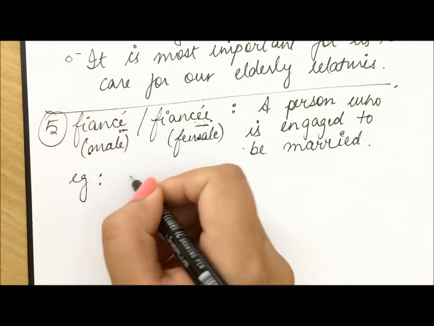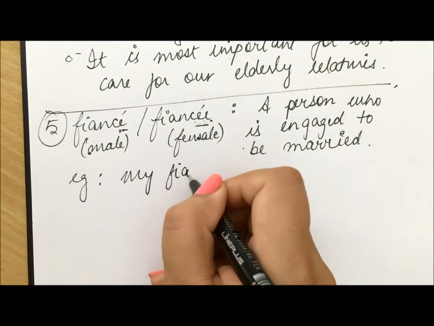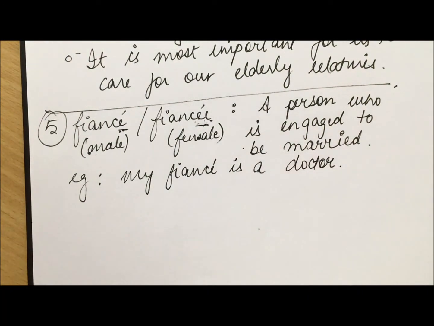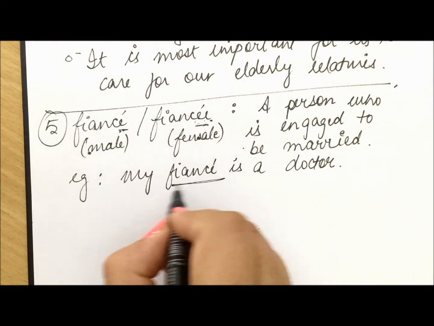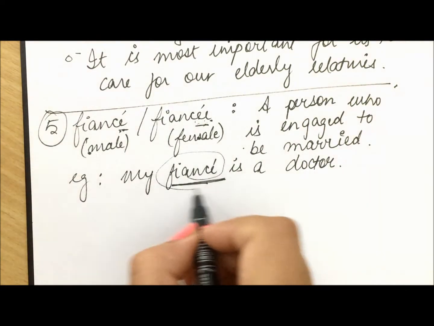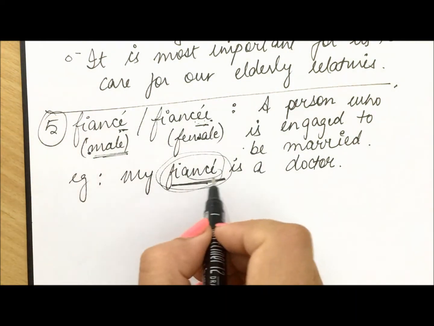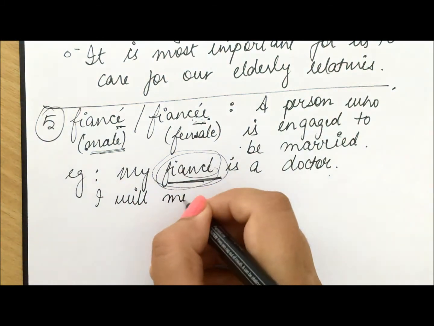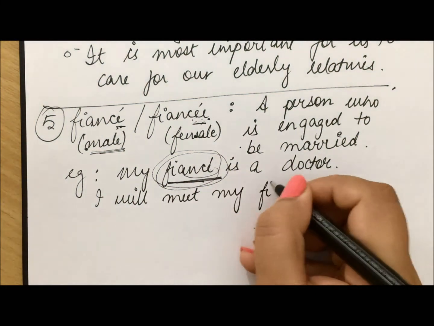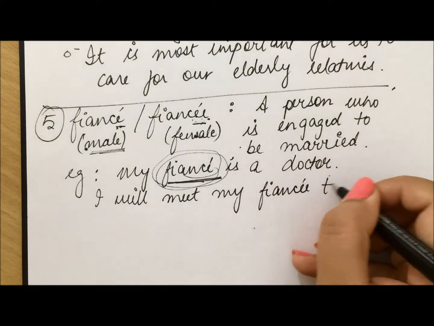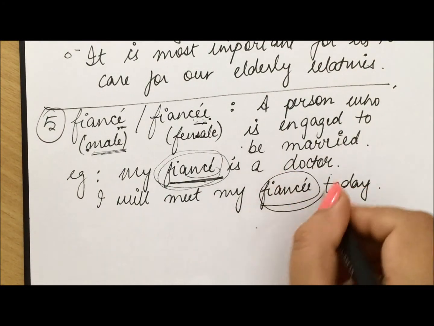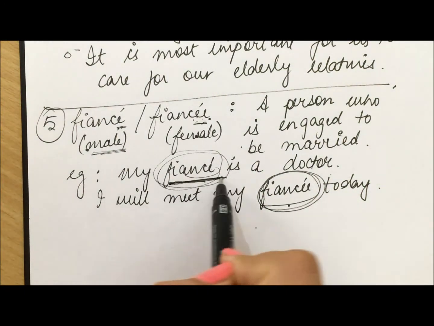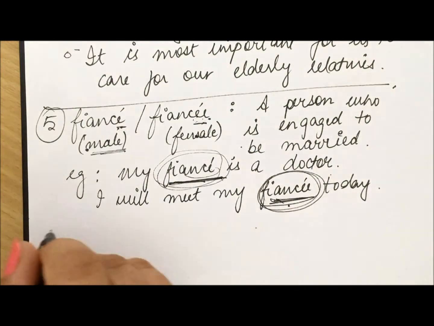For example, my fiancé is a doctor. Okay, so over here a girl is talking about the boy, my fiancé. This person will be a boy, okay, a male. So my fiancé is a doctor, or I will meet my fiancé today. Over here it means this is a girl, so this might be a male saying it. So this only has a difference in writing. In speaking you will just call them your fiancé.